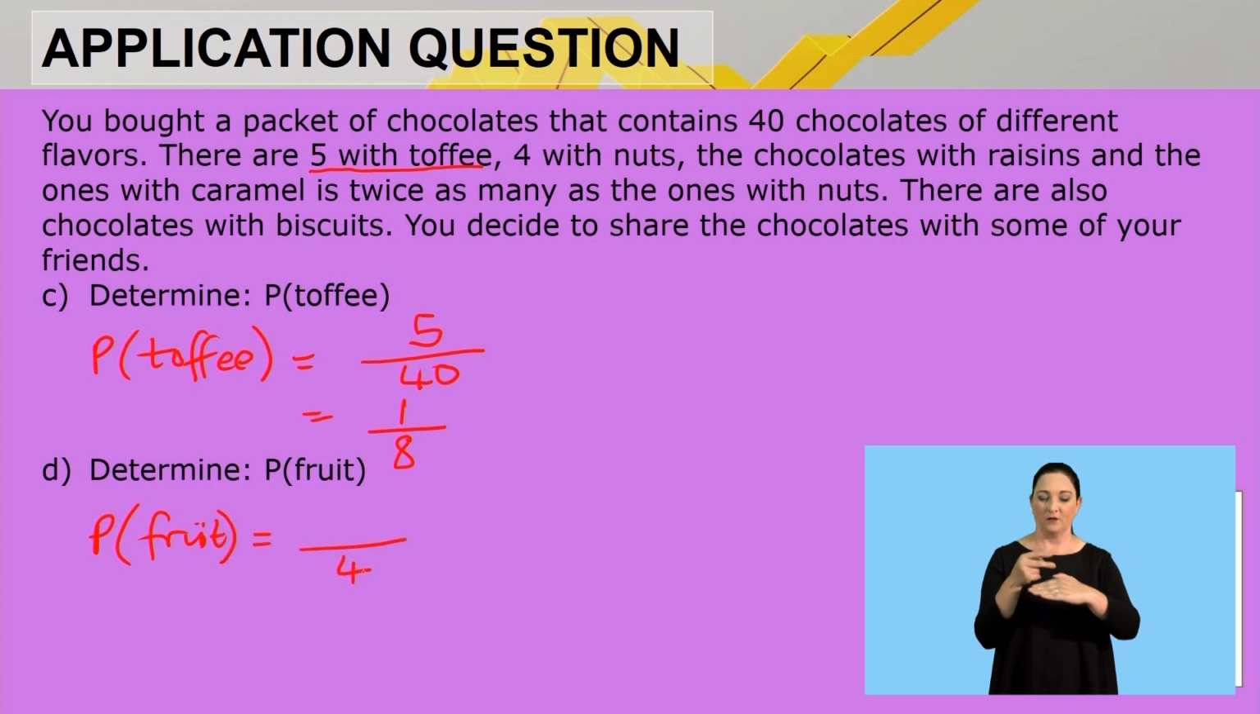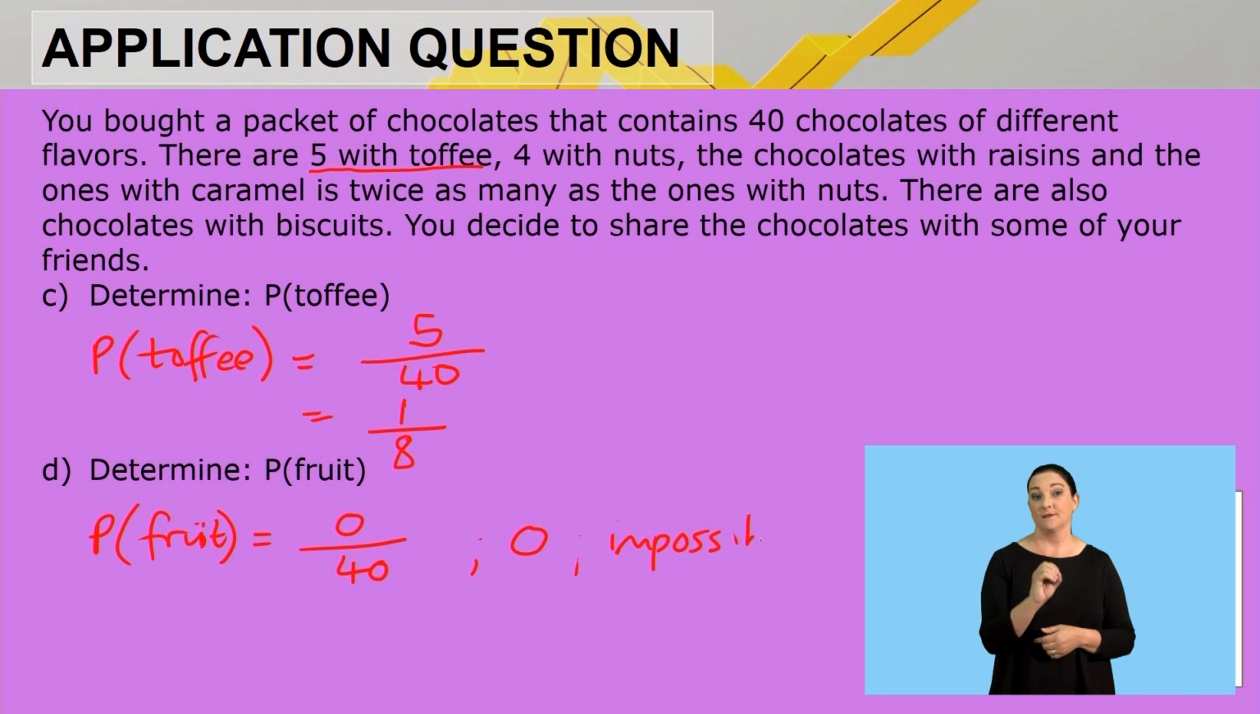Remember, our total possible outcome is 40, but our favorable outcome in this case is 0. So therefore, I'll say it is 0 over 40. I can say it is 0. I can even say it's impossible. You can write that down as well. Even if you say 0%, we can accept that as an answer as well. Okay, I hope question number D is clear to you. Let us move on to our next question.